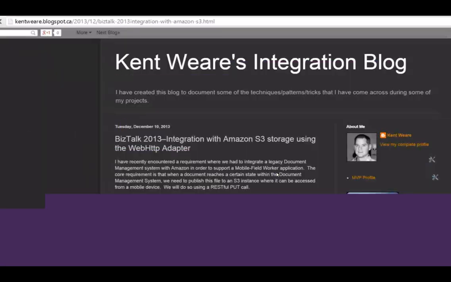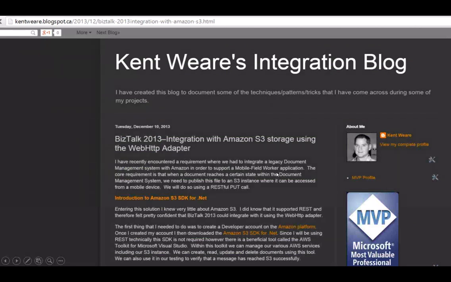I learned this firsthand. This is on my blog, from December 2013, but I think it still holds. I had a situation where I needed to integrate with Amazon S3 storage. Sure enough, I started digging around the Amazon documentation, and they had a RESTful API and also a .NET managed API, but I wanted to use a messaging approach. So I started digging in and said, okay, this is probably feasible.